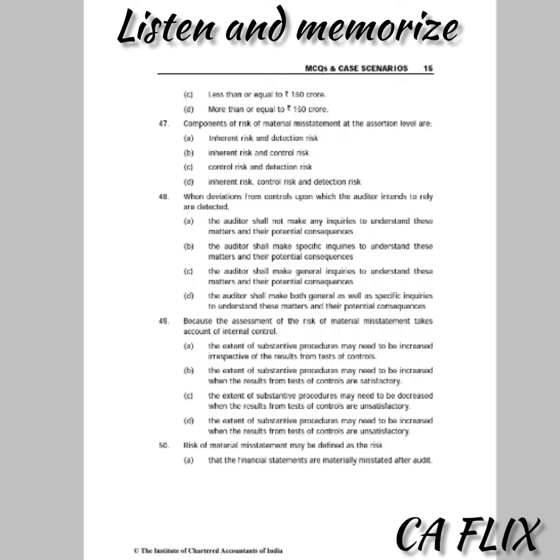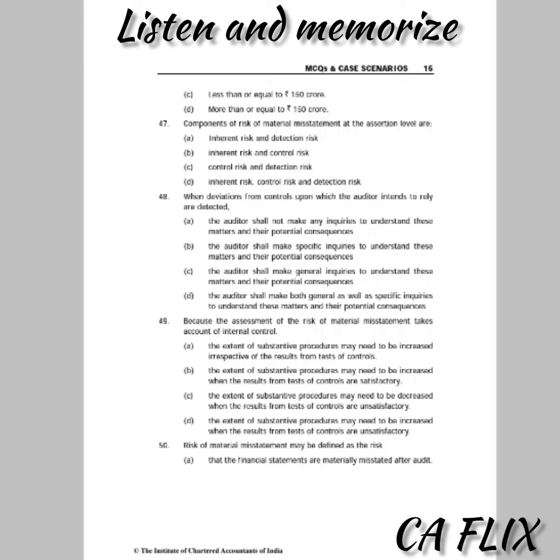Answer is option D. The extent of substantive procedures may need to be increased when the results from tests of control are unsatisfactory. Because the assessment of risk of material misstatement takes account of internal control, the extent of substantive procedures may need to be increased when the results from tests of control are unsatisfactory.